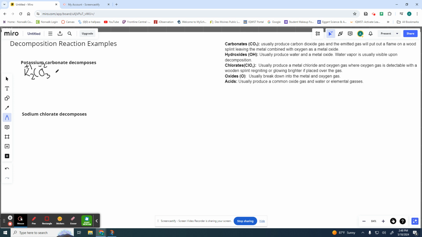Now, if this was to decompose, the best way you guys can figure out how it decomposes is by looking at the little cheat sheet we have to provide for you. So this is a carbonate. It has the carbonate polyatomics. We need to follow the directions on carbonate over here on the top right. These bullet points are these carbonates, hydroxides, chlorates, oxides, and acids. This was copy and pasted from an in-class worksheet you guys have in your possession.